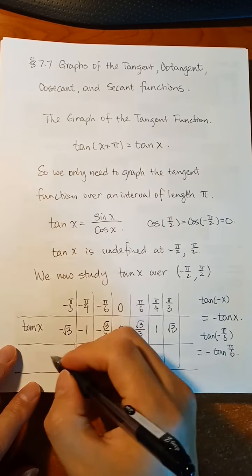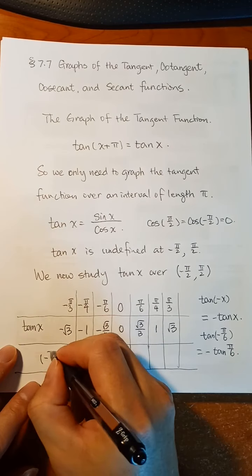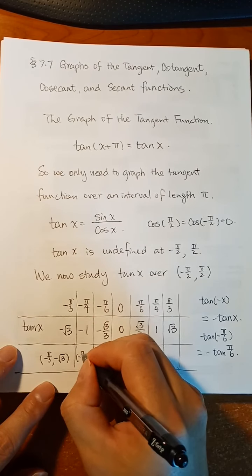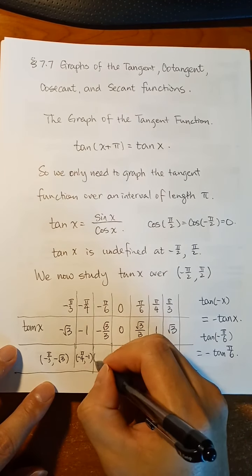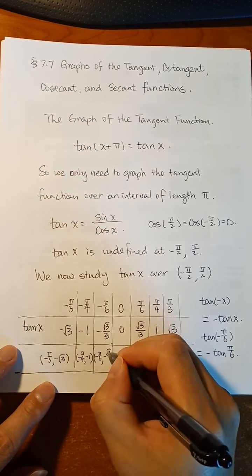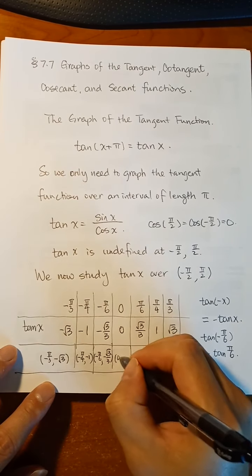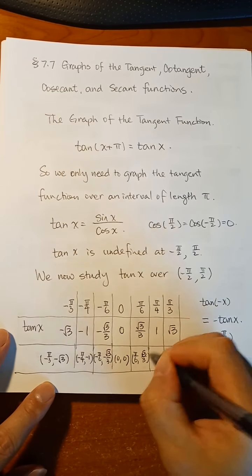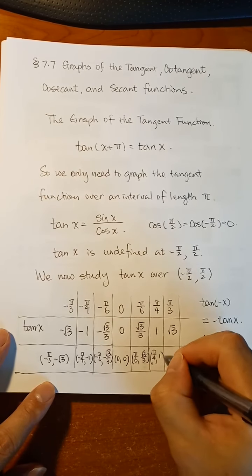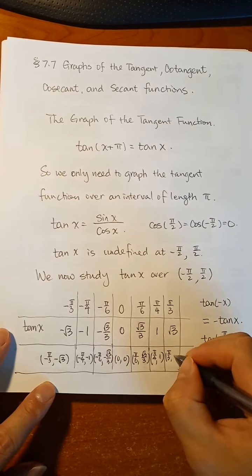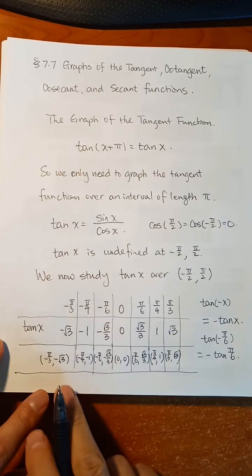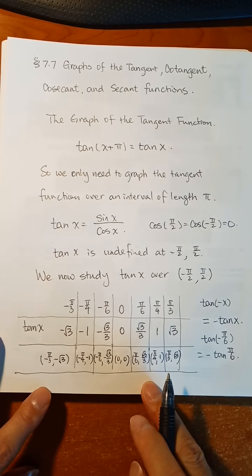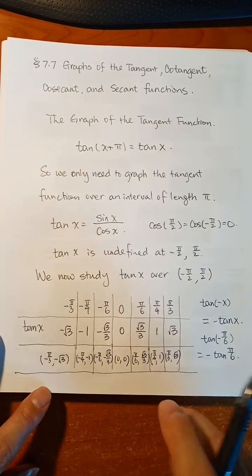Okay, so you put them together, and the points on the graph are: negative pi over 3, negative square root of 3. Here is negative pi over 4, negative 1. Here is negative pi over 6, negative square root of 3 over 3. Here this is 0, 0. This one is pi over 6, root 3 over 3. This is pi over 4, 1. And this is pi over 3, root 3. So they are not intervals. They are the xy coordinates of the corresponding points on the graph of the tangent function.